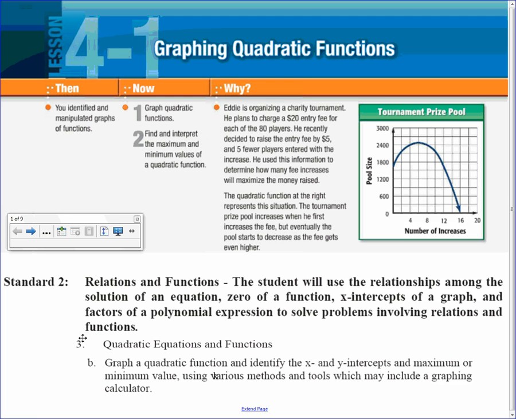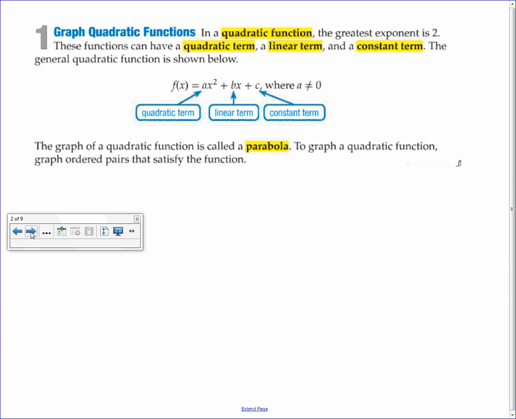Okay, today's lesson is lesson 4.1a, graphing quadratic functions. Our goal today in this lesson is basically we're going to learn how to graph a quadratic function, some of the main important parts of that. You can see this goes along with our standard 2, 3b, in which we're going to be graphing quadratic functions, identifying the x and y intercepts, maximum, minimum values, using various methods and tools, which may include graphing calculators.